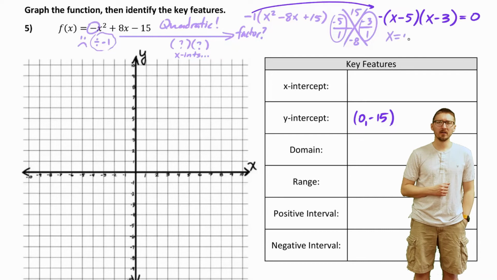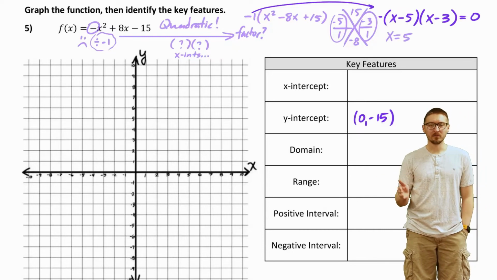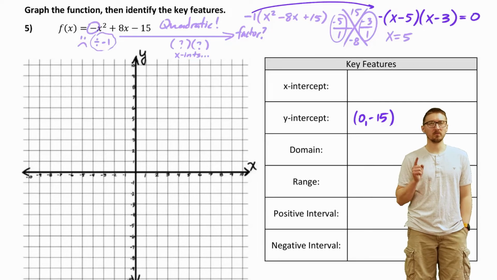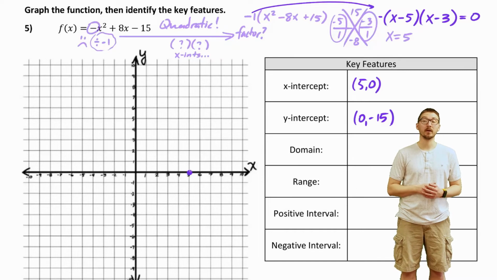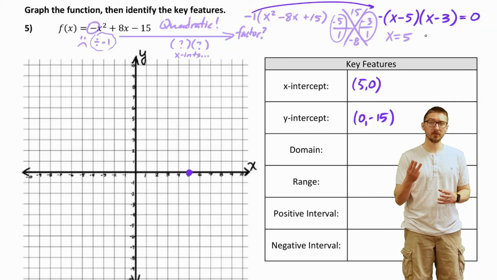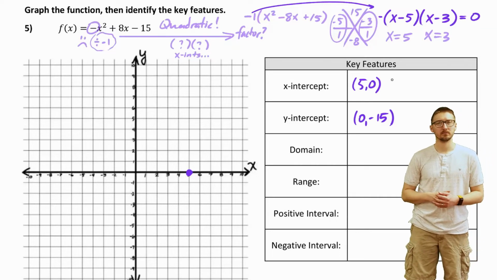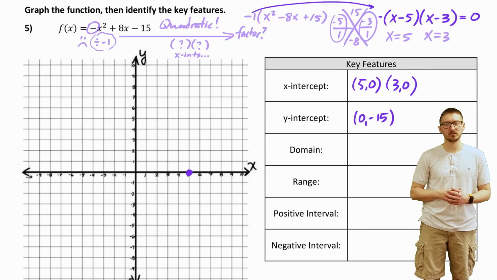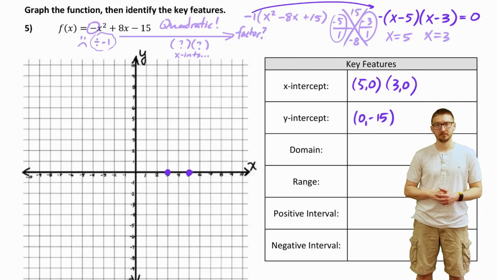So x - 5, the x value that zeroes that out is positive 5. 5 - 5 equals 0. And so 5 is going to be one of those x-intercepts, (5, 0). We can write that up top. The other value that makes this whole thing zero out is the value of 3. 3 - 3 makes it 0, and anything times 0 is still going to give you 0. So we have x = 3 and we have x = 5. Those are our x-intercepts, and so we can write them up in the key features table.